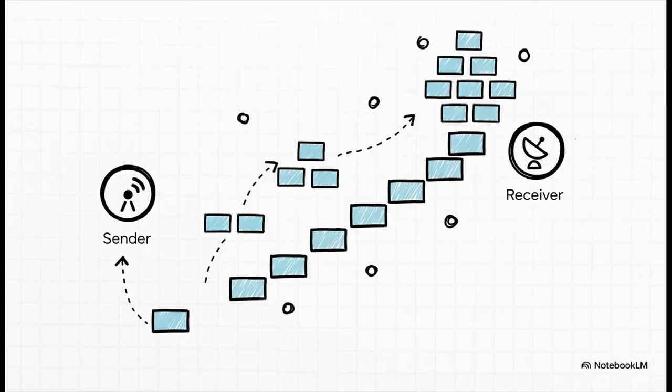It always starts with a phase called slow start. It doesn't just blast data out at full speed. Instead, it sends just one little segment. When it gets the thumbs up, that ACK, it sends 2, then 4, then 8. It's growing its sending speed exponentially, really quickly probing to see where the network speed limit is.